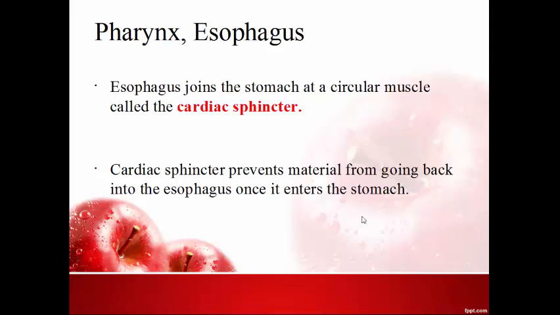Alright, the esophagus will meet the stomach at a circular muscle called the cardiac sphincter. Sometimes this is called the lower esophageal sphincter. They reference the same thing. So cardiac sphincter or lower esophageal sphincter are the same structure. Now, the cardiac sphincter is used to prevent material from going back into the esophagus out from the stomach. So if you were to eat lunch and then for some reason stand on your head, the reason why the food stays in your stomach and doesn't come all the way back out is due to this sphincter.